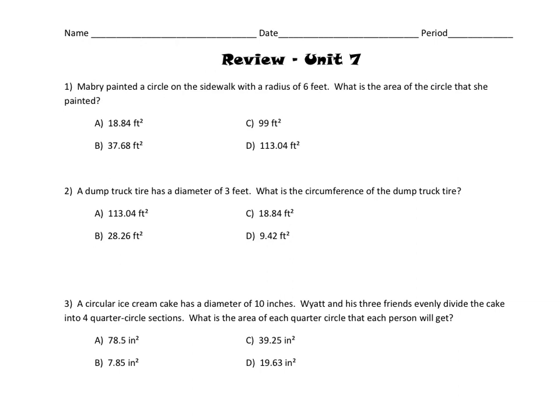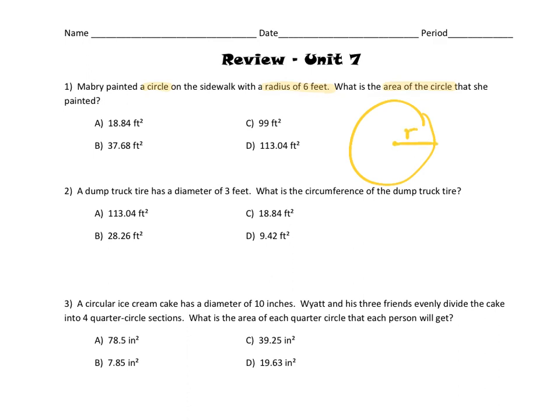So look at number 1. It says Mabry painted a circle on the sidewalk with a radius of 6 feet. What is the area of the circle she painted? Important words here: she painted a circle with a radius of 6 feet. What is the area of the circle? So what I'm going to do, I'm going to draw her painted circle. I'm going to label the radius.